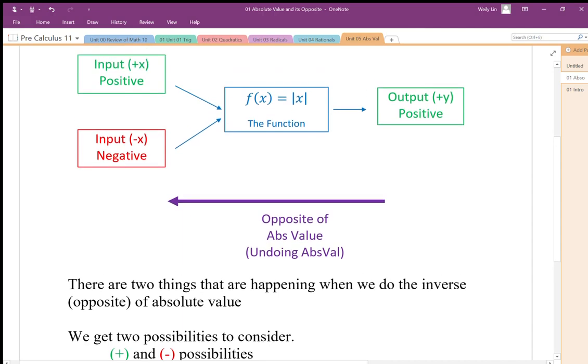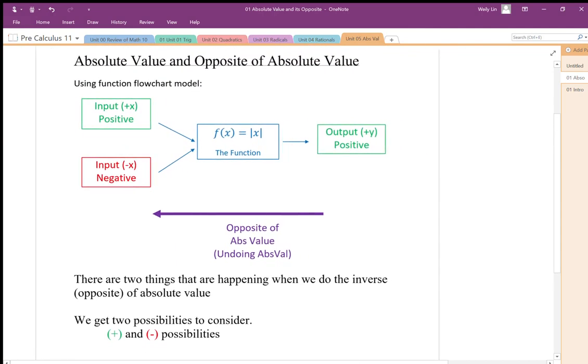Okay, so this is how we should understand our absolute value, and this will explain, as in a lot of concepts, in fact, this will help us understand why when we undo or solve absolute value, we have to consider these two possibilities.